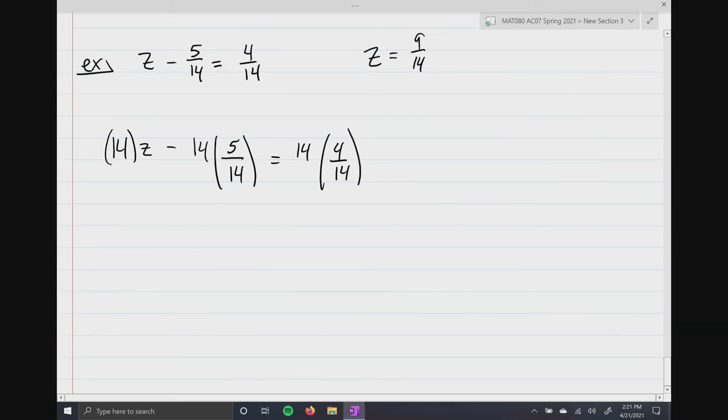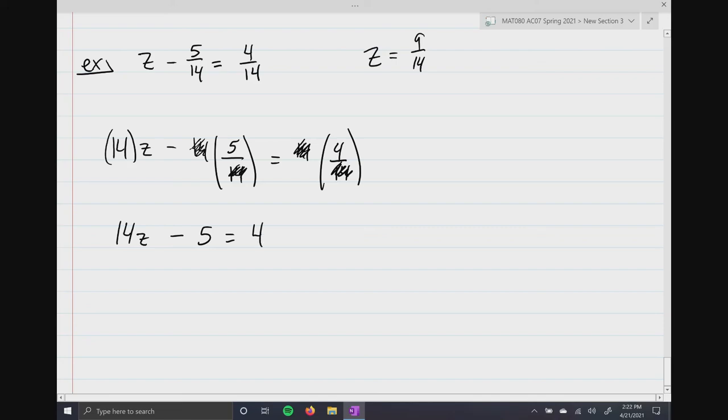Now remember, the entire reason why you chose 14 is so you can do what I'm about to do right here. 14 over 14 is 1. So it simplifies down into 1 times 5, or just 5. Equals, on the right-hand side, the 14s reduce again, so you're left over with 4.